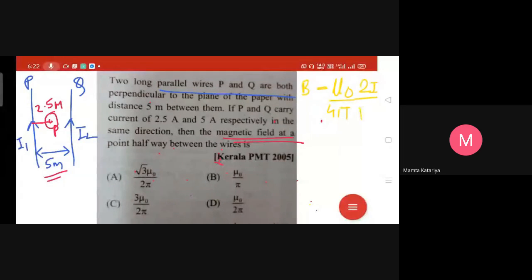Okay. So first we have to find out the net magnetic field. So here the magnetic field at point P is due to both conductors, conductor P as well as conductor Q. Okay. So net magnetic field can be given by BQ minus BP.